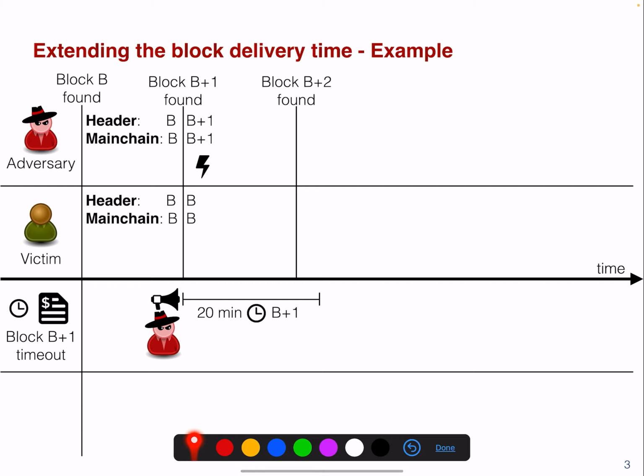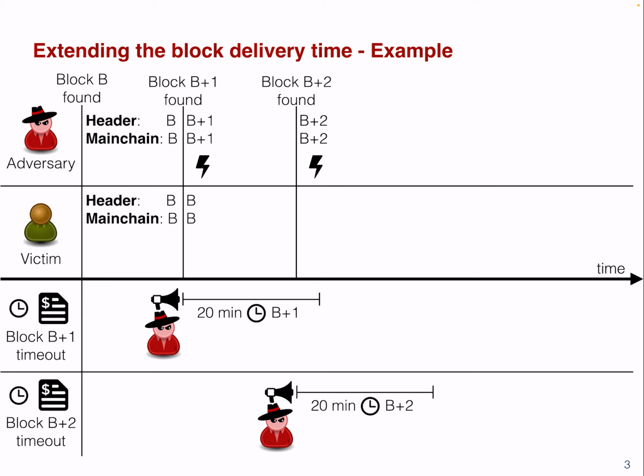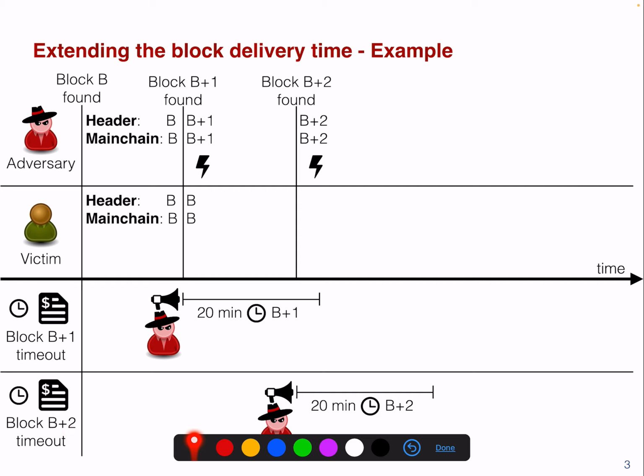Now on average, it takes about 10 minutes to find a block in Bitcoin. So we can assume that the block B+2 is found within 20 minutes in this example. The adversary will again attack. He will advertise the hash of block B+2 to the victim, and this will initiate another timeout that you can see here. That's actually an independent timeout. It means those two timeouts are not the same for block B+1 and block B+2. These are two independent timeouts, and they can run out or expire independently.